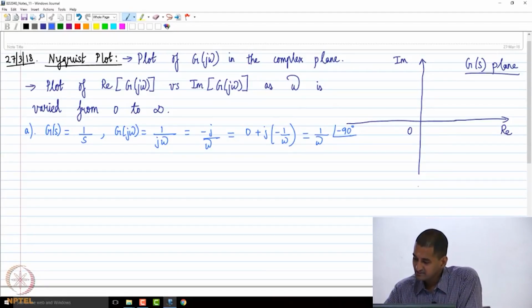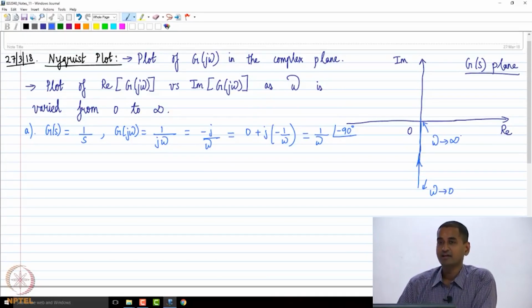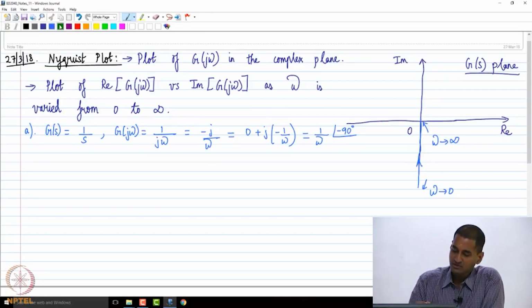So essentially the Nyquist plot of this particular factor is going to be along the negative imaginary axis. This is omega tending to 0, and this is omega tending to infinity, right? So that's the Nyquist plot of 1 by s, okay? So that's what happens here, right? Now let's plot a few more factors, then we will discuss a few points, right?